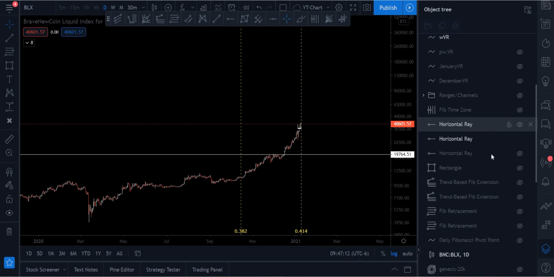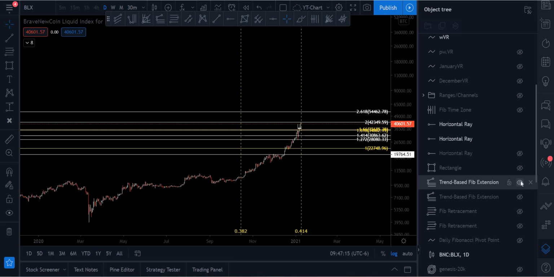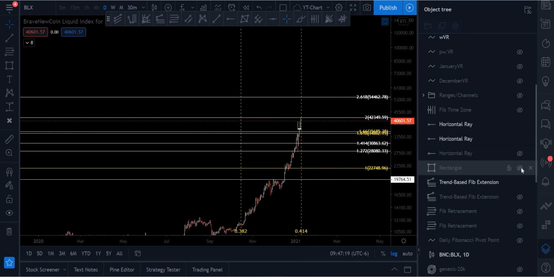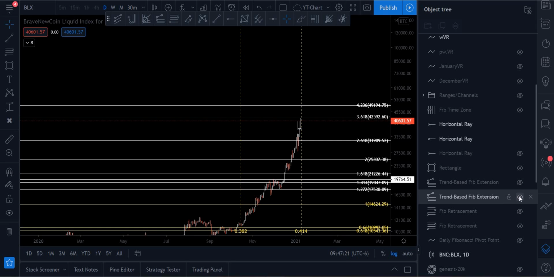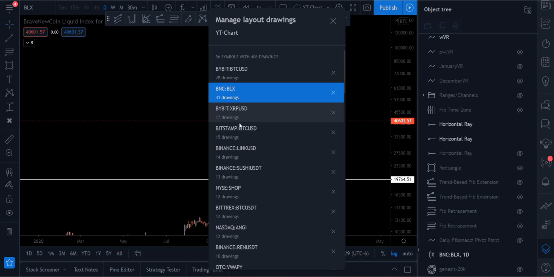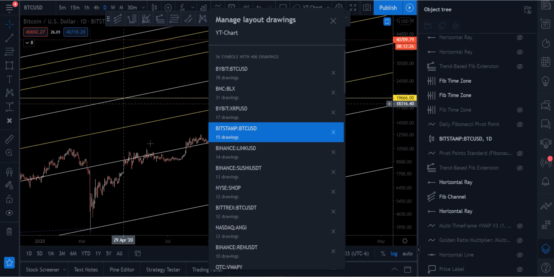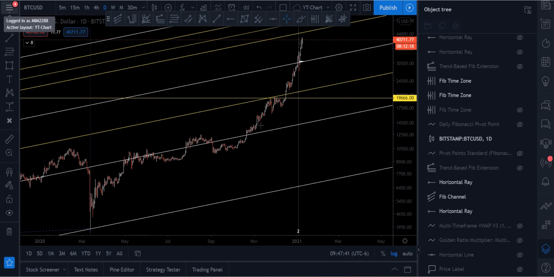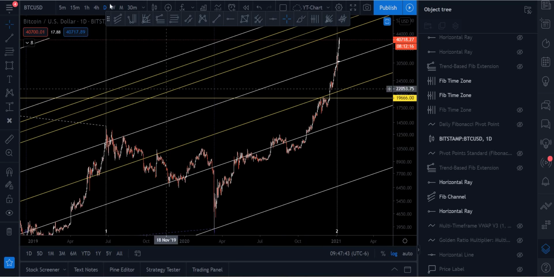I do think that I had some trend-based. Yeah, you can see that there's our 2 spot at 42. I felt like I had something to give you guys here. There's your 3618 with the 4236. Okay, so let's move over to Bitstamp and take a peek at Bitcoin. So this is your Bitcoin chart here.